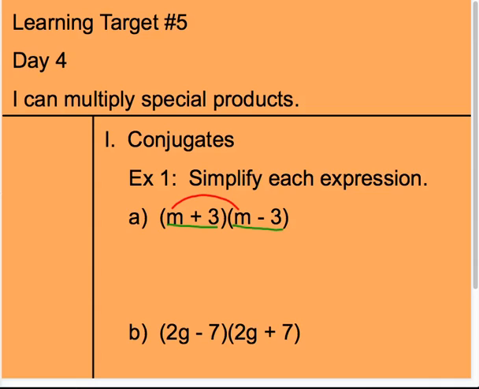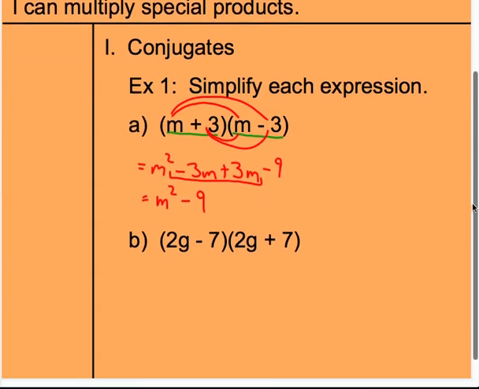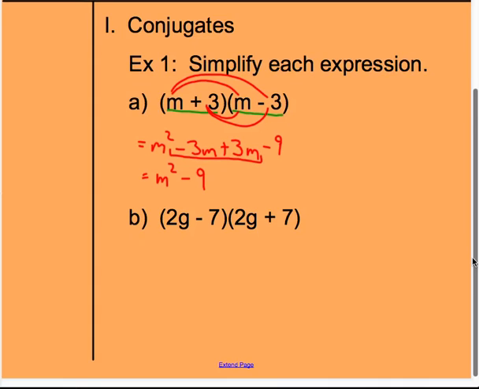So M times M is M squared. M times negative 3 is negative 3M. 3 times M is positive 3M. And 3 times negative 3 is negative 9. We've got some like terms in the middle, so I want to combine those to simplify. M squared, and then negative 3M plus 3M end up canceling to 0. And we don't need to add or subtract 0 because that doesn't change our answer. So we end up with M squared minus 9.